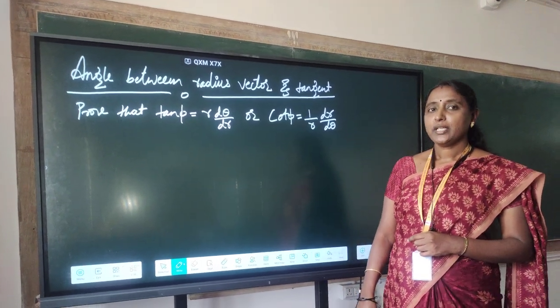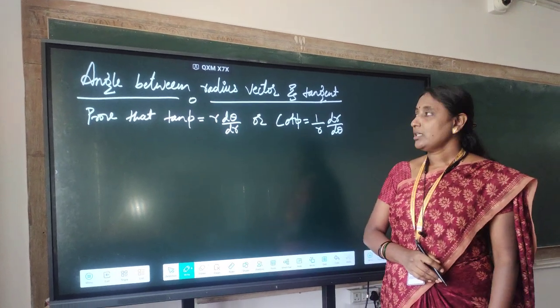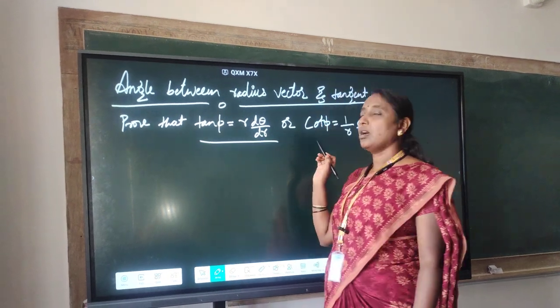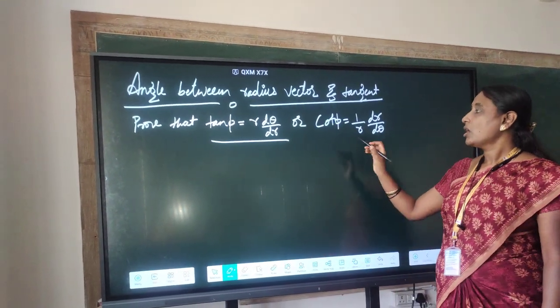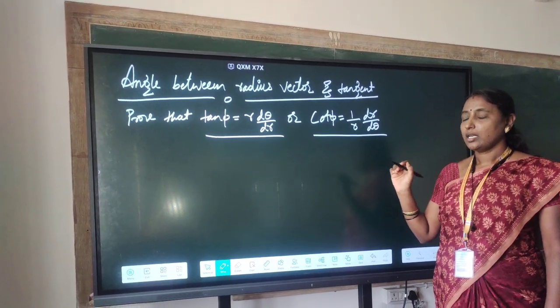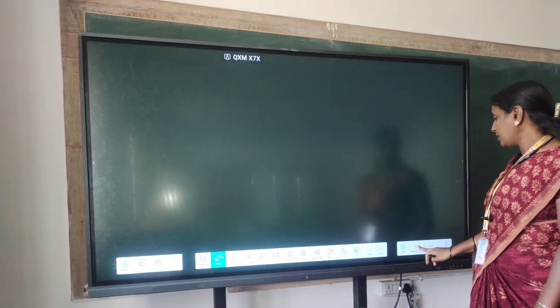So, today I am going to explain the derivation of the angle between radius vector and tangent. In the examination, they will ask a question like: prove that tan phi equals r into d theta by dr, or cot phi equals 1 by r into dr by d theta. Before going to this derivation, let me explain the basic concepts.